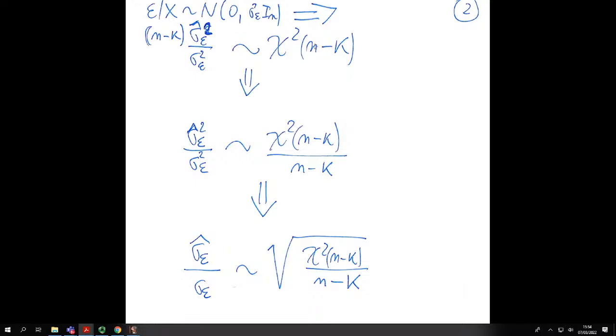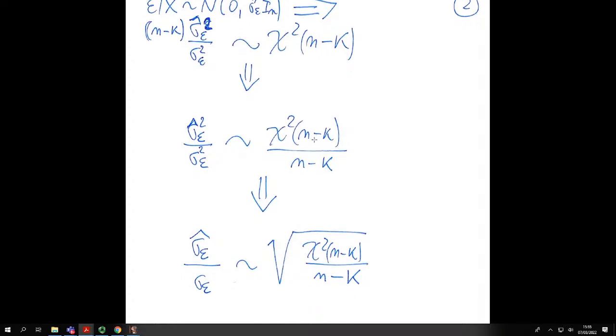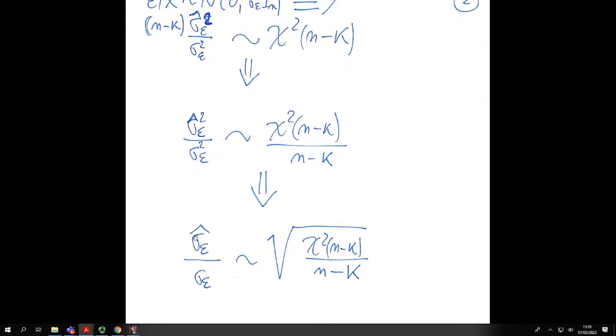Which means that if I divide both sides by n minus k, this ratio will be distributed as a chi-square with n minus k degrees of freedom divided by n minus k. So if I take the square root of the left-hand side and, of course, also of the right-hand side, I know that the ratio of the estimated sigma epsilon, the standard deviation, over the true standard deviation that we don't know, is distributed like the square root of a chi-square n minus k divided by n minus k.